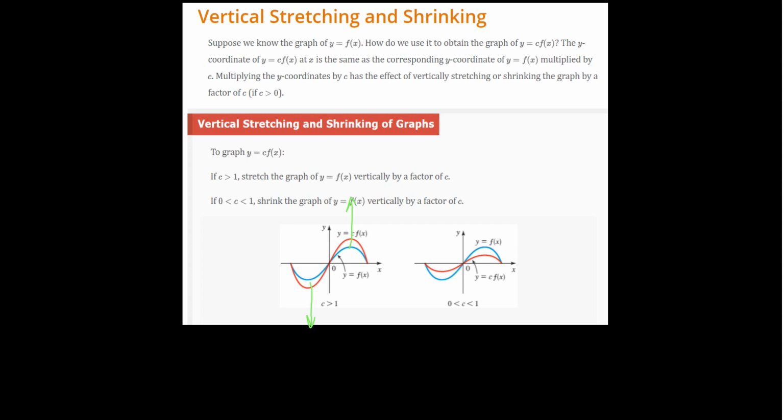If my c is between 0 and 1, so basically a fraction or a decimal, then we're going to make a vertical shrink. Imagine taking this blue line, the parent function, and vertically shrinking it. Instead of stretching it, we're going to be shrinking it. We take that blue line and go the opposite way. We just flatten it vertically.